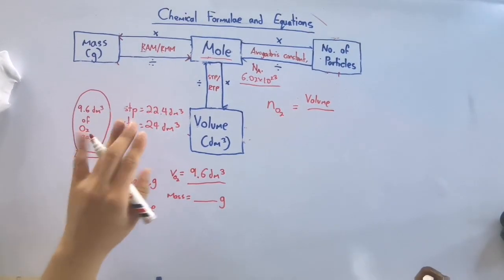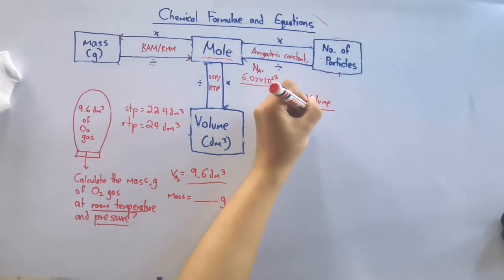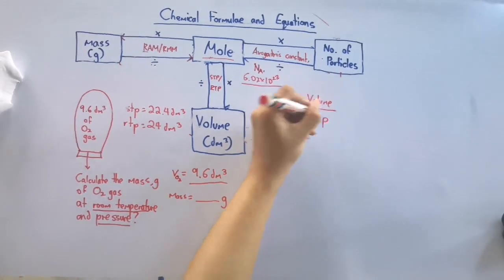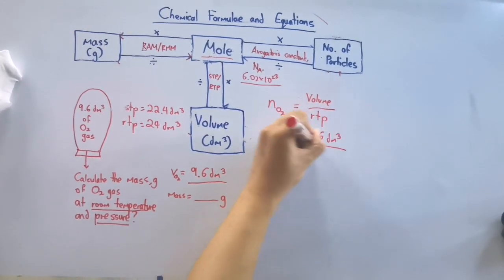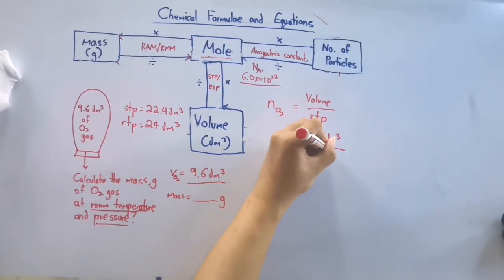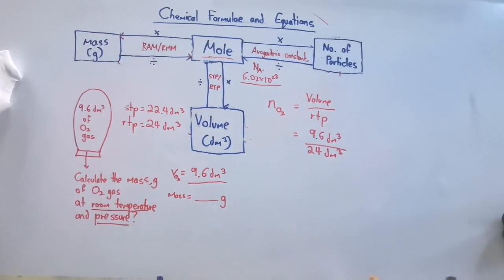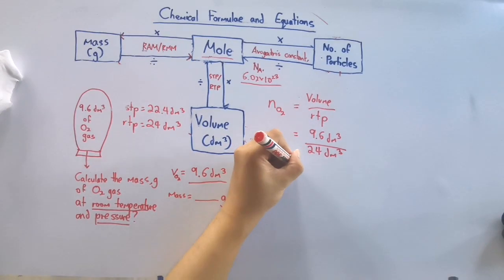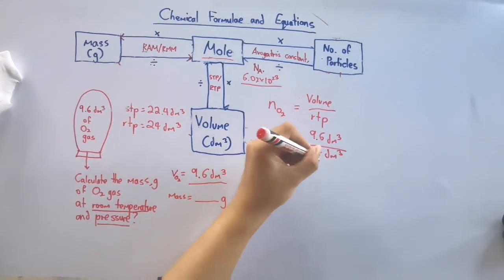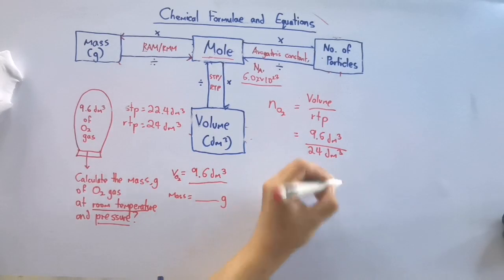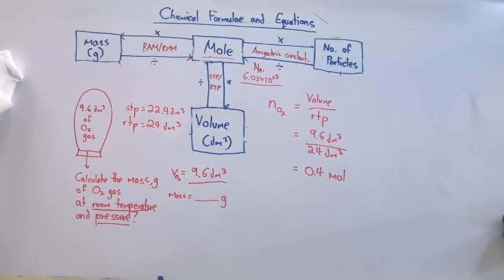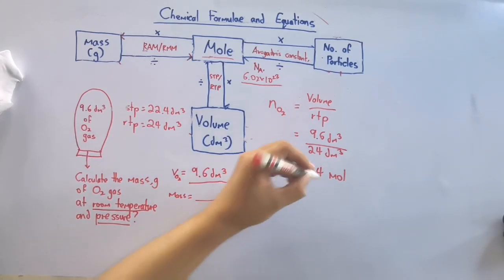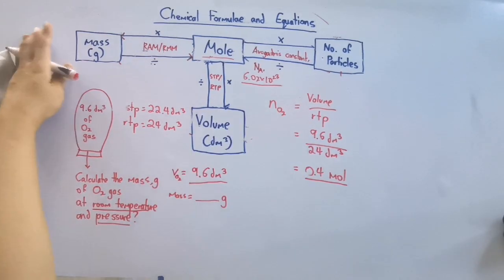So in this case, they say room temperature and pressure. So we are going to divide with the value of RTP. We're going to take 9.6 decimeter cube, divide this with 24 decimeter cube. If you press your calculator on this, you are going to get 0.4. Now the unit for mole will just be mole. You don't have to put anything else right there. So you get 0.4.